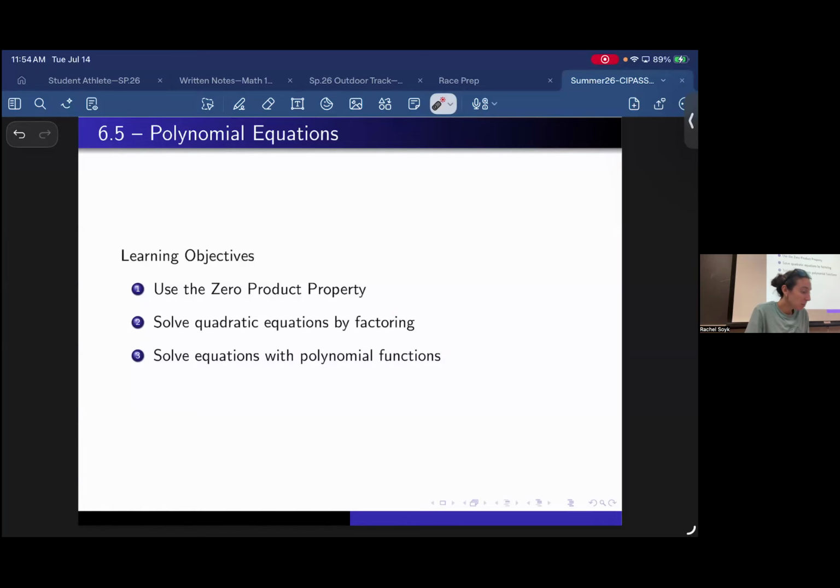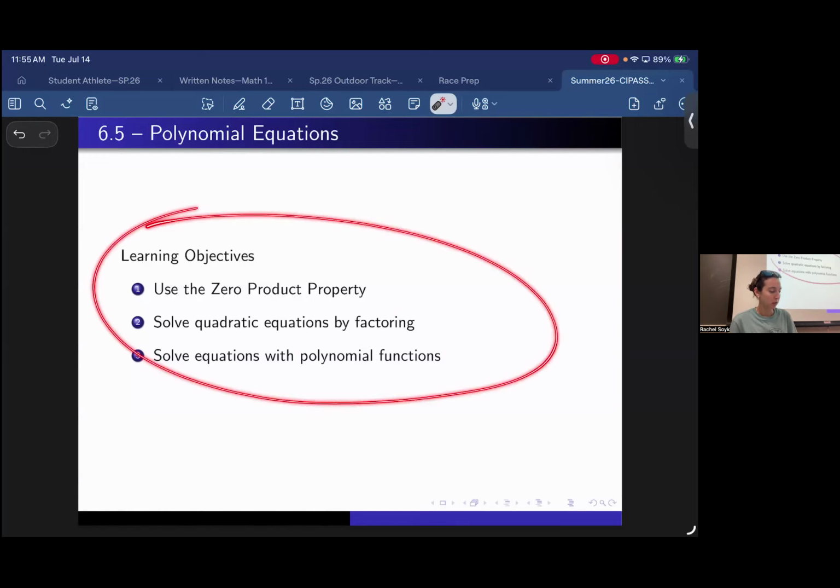So we'll begin 6.5 polynomial equations, and we won't get to finish up this section today, but we'll try and do at least the first example.